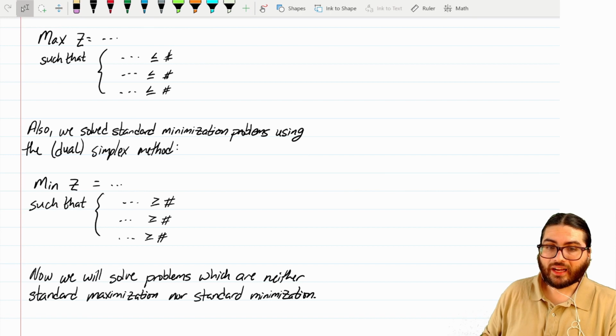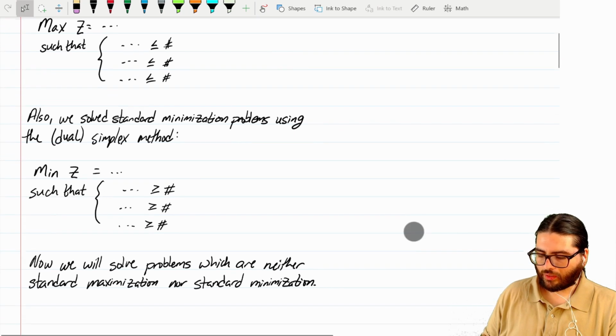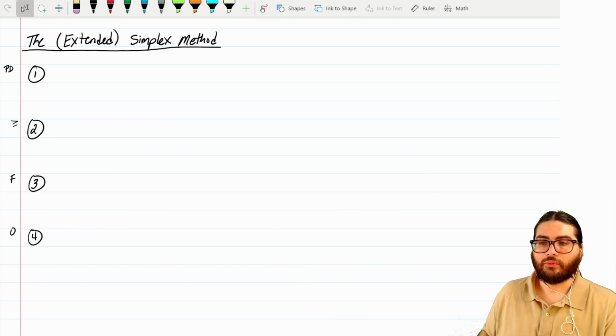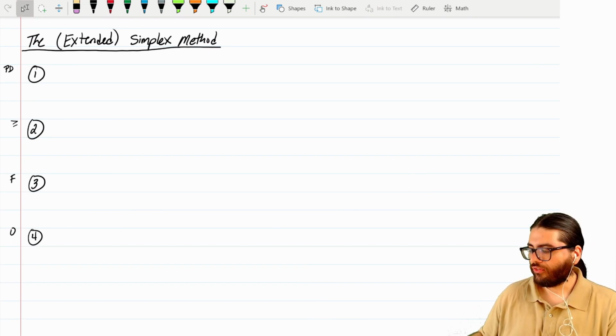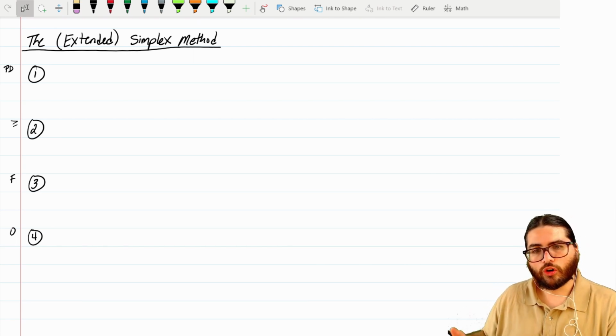But today we're going to solve problems that aren't standard maximization or standard minimization problems. That is, they've got some kind of mix between greater thans and less thans. They might be maximized, they might be minimized. How do we handle ourselves when we can't control every piece of our problem? This is what we'll call the extended simplex method. I call it extended because it allows us to solve more than just the standard maximizing or the standard minimizing problem. It basically boils down to 4 steps, and we've learned each of these steps before.